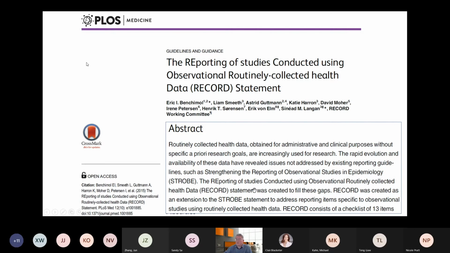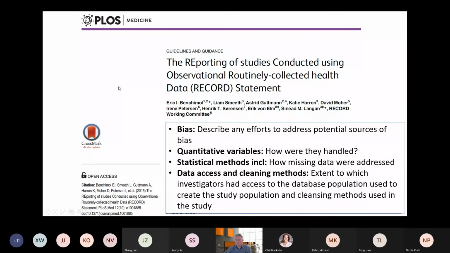And of course, a few years back, we got the RECORD statement coming out, which builds on STROBE to give a checklist of items to demonstrate in our research papers the lengths we've gone to validate the quality of our data. In terms of things like bias, how did we handle the variables? How did we handle missing data? And what are the cleansing mechanisms that we've used on the data?